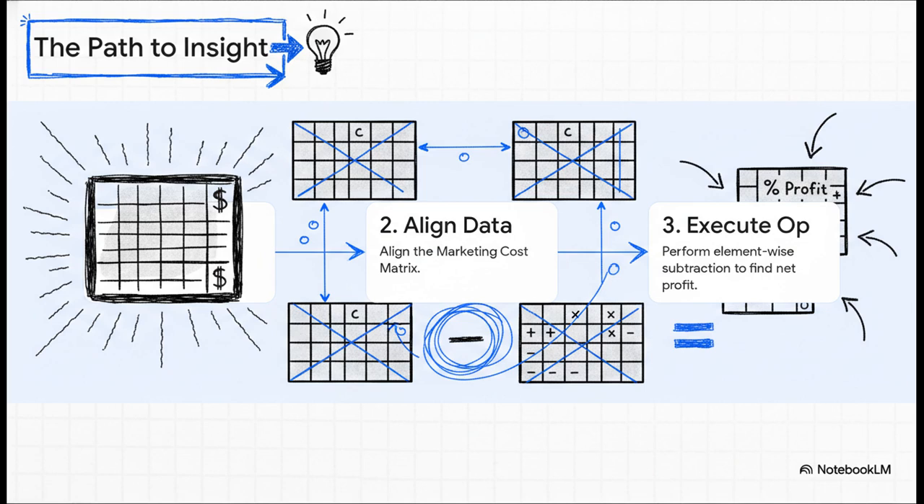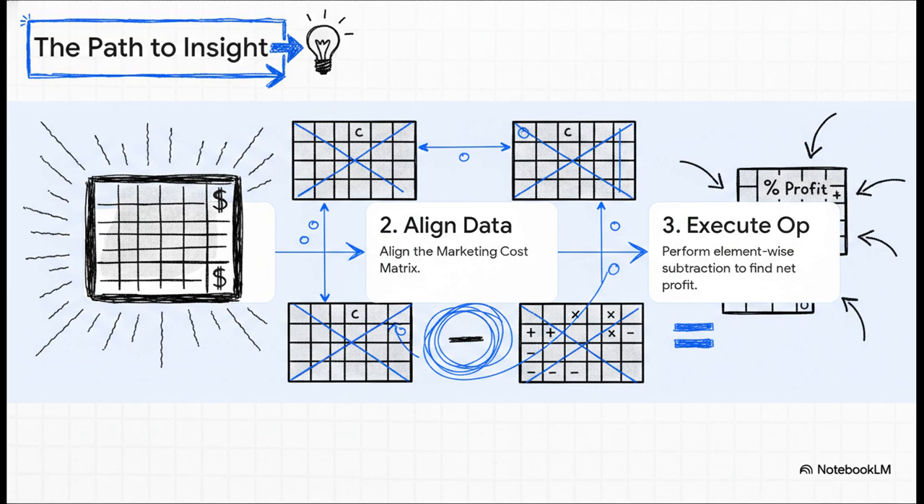So, the process is incredibly straightforward and logical. We start with our sales revenue matrix. We align it with our marketing cost matrix. Now, here's a very important clarification. The formal Hadamard product specifically refers to element-wise multiplication, but the underlying principle, the element-wise operation, is what we care about. And that can be any operation. Since our goal is to find profit, which is revenue minus cost, we're not going to multiply. We are going to perform an element-wise subtraction.